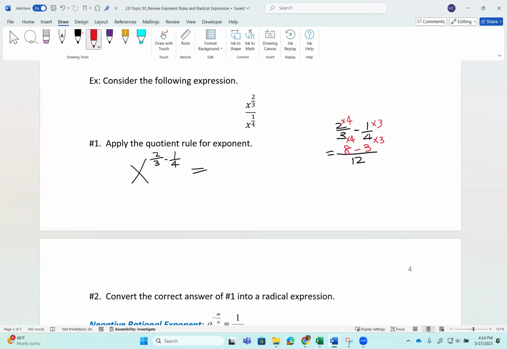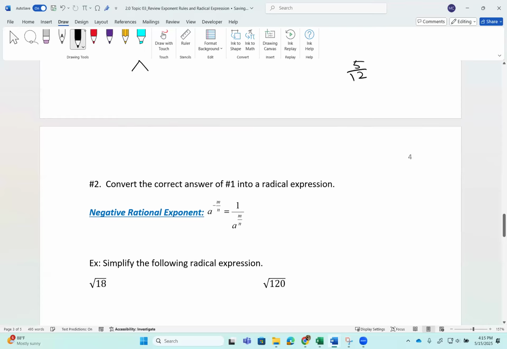All right, and of course you can do this in the calculator. That's not a problem. I just want to review a little bit as sometimes I gotta refresh everyone's memory. So this x to the 2/3 minus 1/4 power becomes x to the 5/12 power.